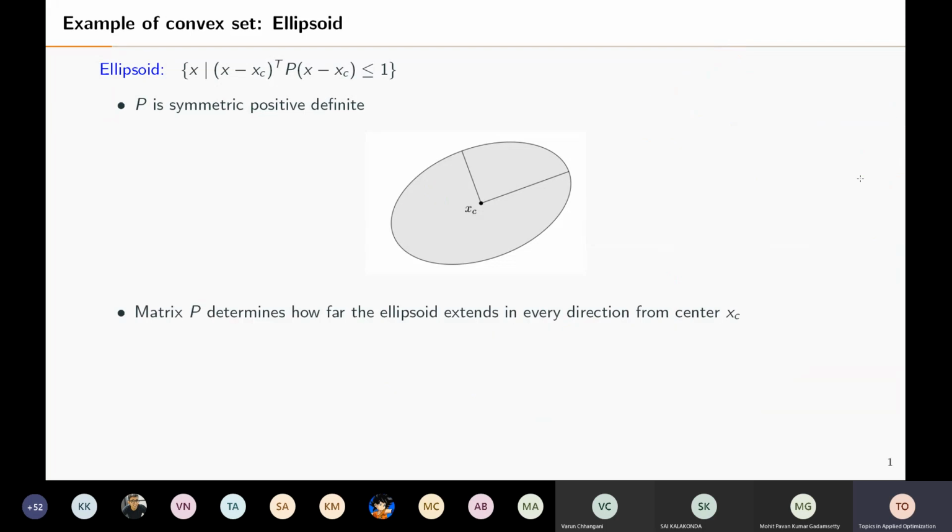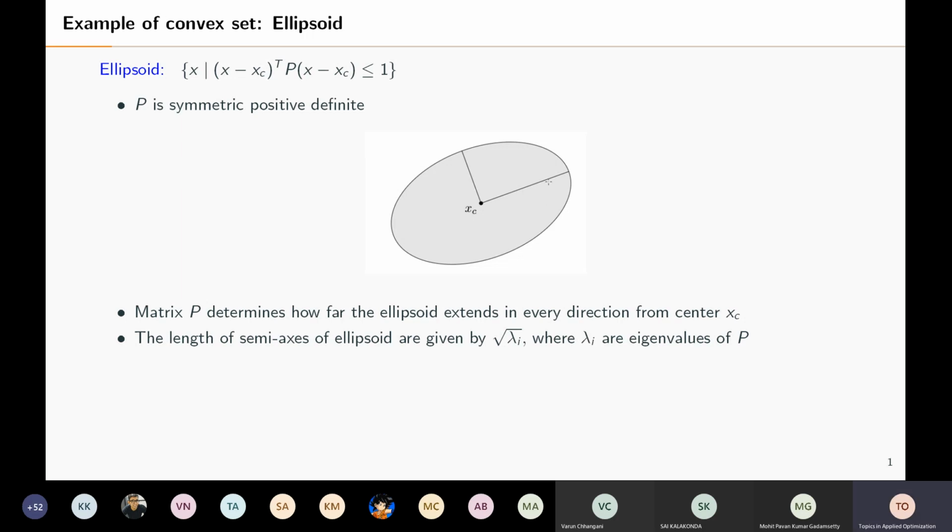So this will be a convex set, and this is the ellipsoid centered at xc. The lengths of the semi-axes of the ellipsoid will be given by square root of lambda i, where lambda i are the eigenvalues of P. This is like a mouthful, there are so many things. Why is this the case? The semi-axes are somehow related to the eigenvalues of P. Why is this?